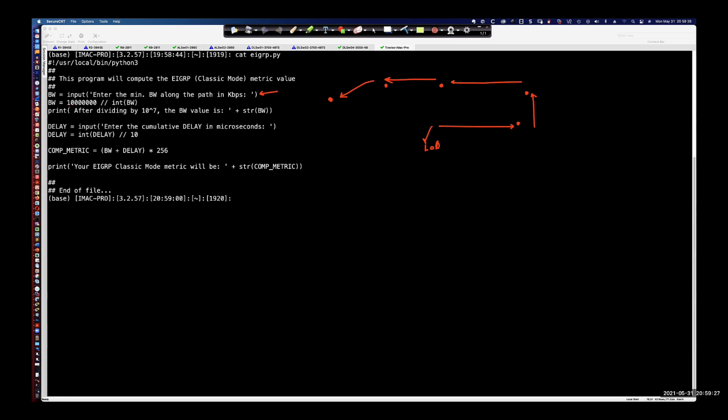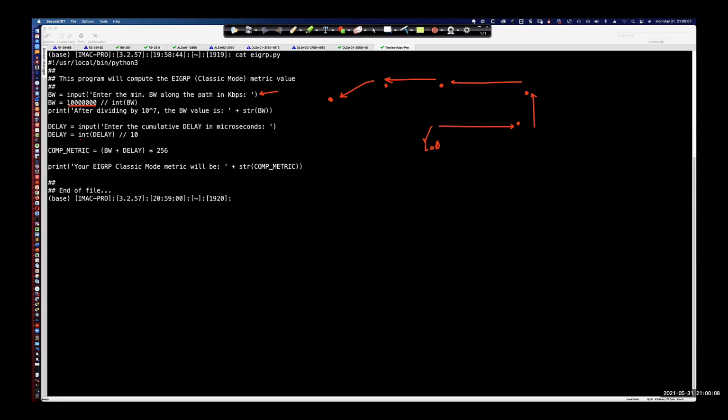So this is the reference bandwidth for the calculation with classic EIGRP. And how many zeros do you have there? 1, 2, 3, 4, 5, 6, 7. And we divide it by whatever that bandwidth value is that we just entered. Then I'm going to print out that after dividing by 10 to the 7, the bandwidth value is, and it's going to print out what the value for the bandwidth would be. Because you take 1 followed by 7 zeros and divide it by the lowest bandwidth in kilobits per second.